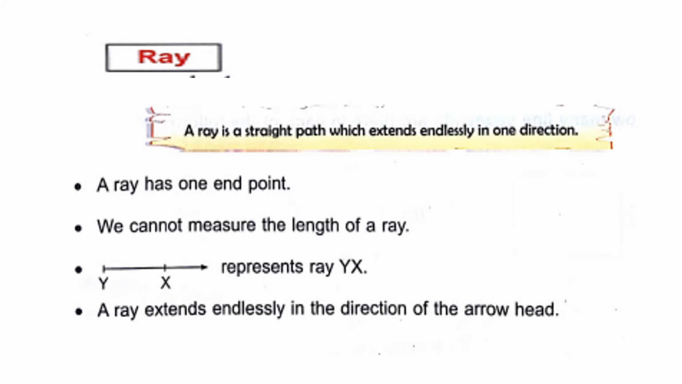Fourth is ray. A ray is a straight path which extends endlessly in one direction. A ray has one endpoint. We cannot measure the length of a ray. This represents a ray YX. A ray extends endlessly in the direction of the arrowhead.